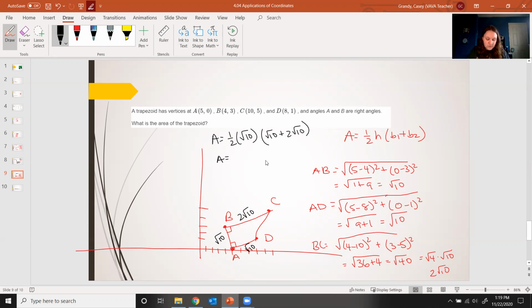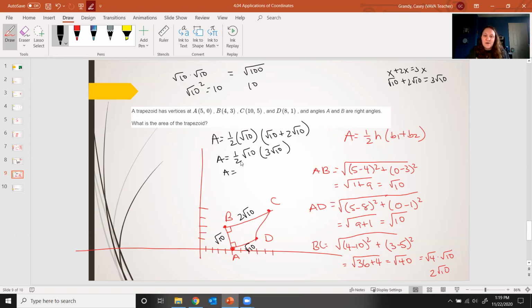So I have, in the parentheses, 3 root 10. 1 root 10 plus 2 root 10 is 3 root 10. Just like 1x plus 2x would equal 3x. Well, the square root of 10 plus 2 times the square root of 10 is just 3 times the square root of 10. So now I have 1/2 times the square root of 10 times 3 times the square root of 10. Well, the square root of 10 times the square root of 10, you can think of it two ways. You can think of it as the square root of 10 squared, and the square root and the square will cancel. Or you can think of it as the square root of 100, because 10 times 10 is 100, and the square root of 100 is 10. Two ways to think about it, same answer.